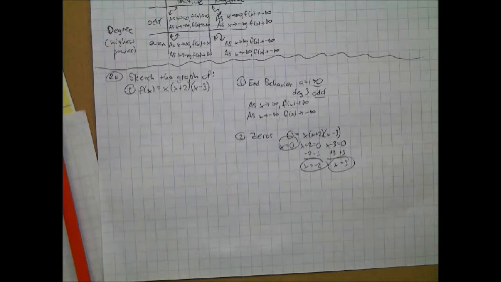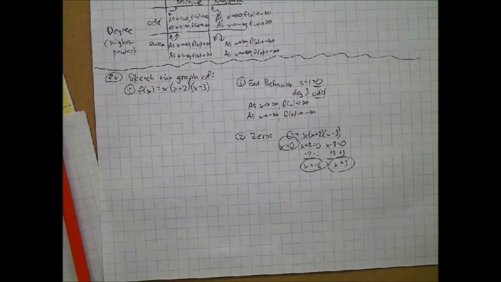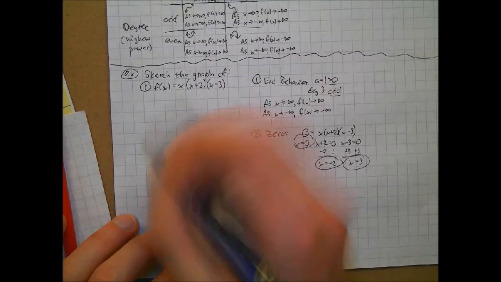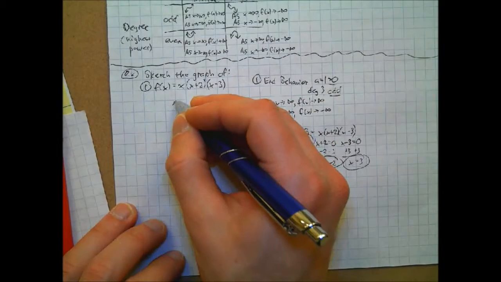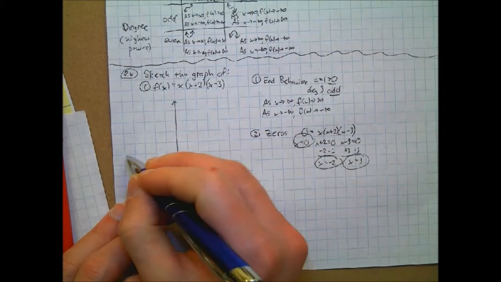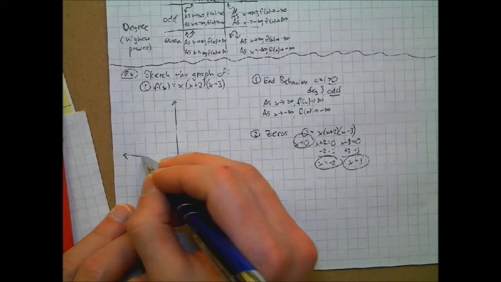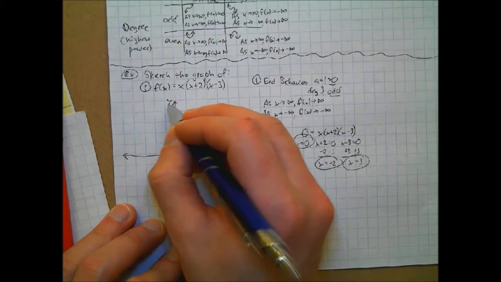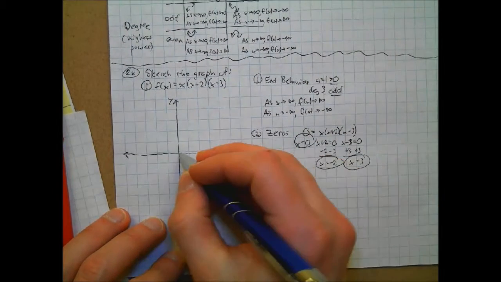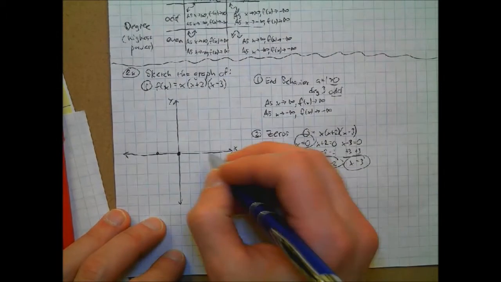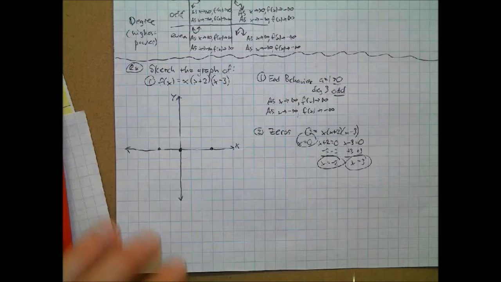Okay? These zeros give us some actual points to plot. And so I'm going to go ahead now and plot those points over here. Okay, so 0, negative 2, 3. There are my zeros.